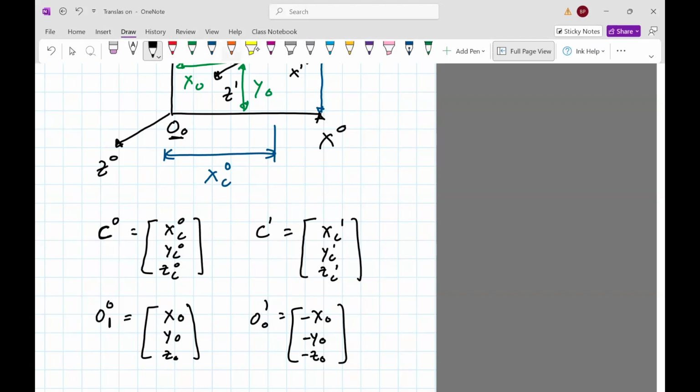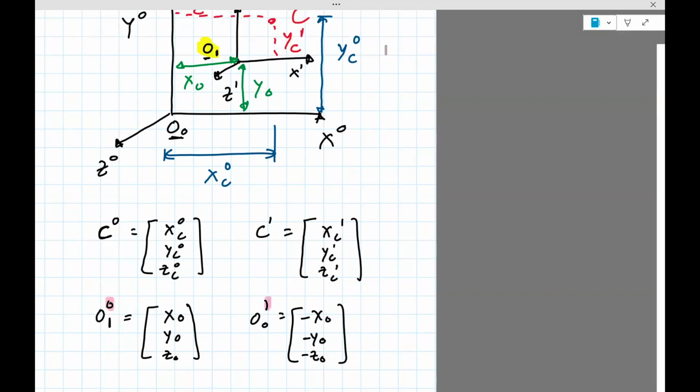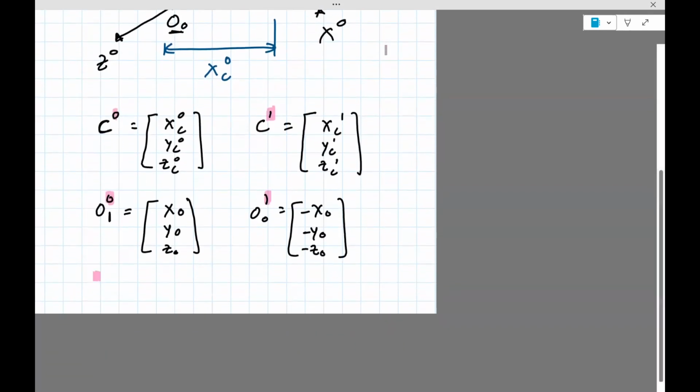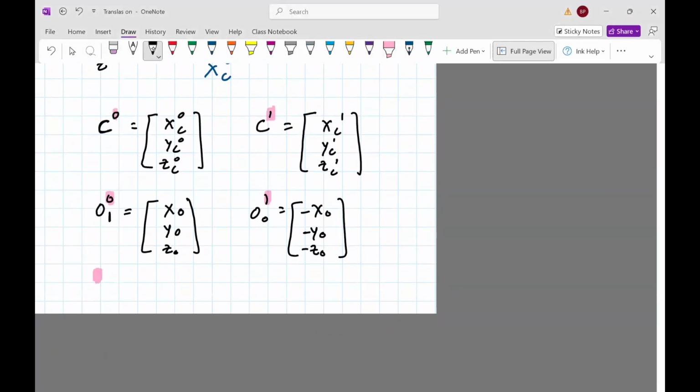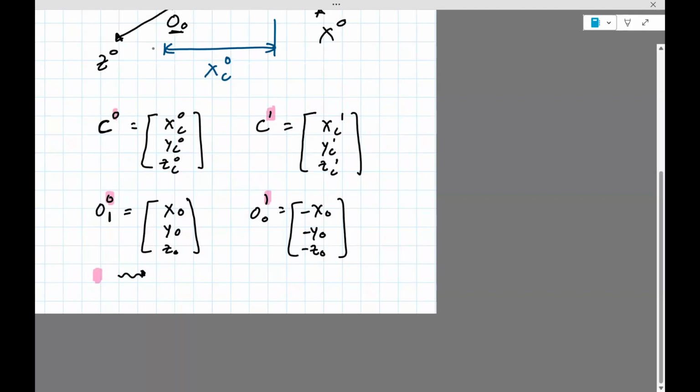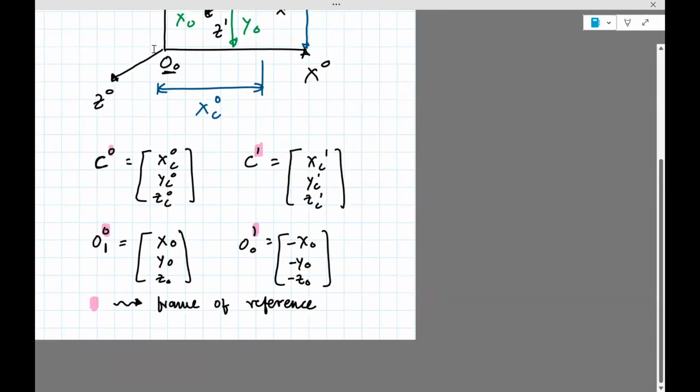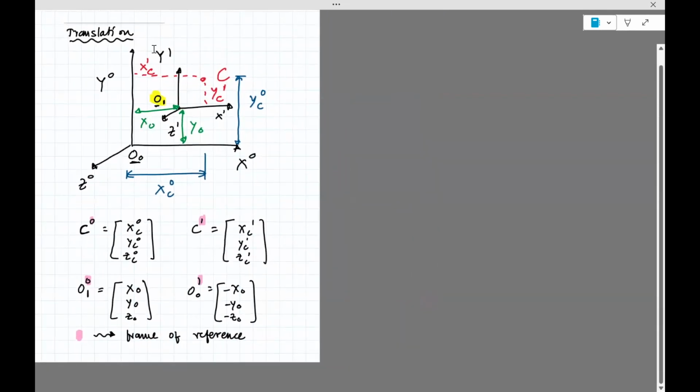Okay, so the key thing here is that the part I'm going to show in pink is the frame of reference. So this will come again and again, so just be mindful of that. Okay, let's get to rotations.